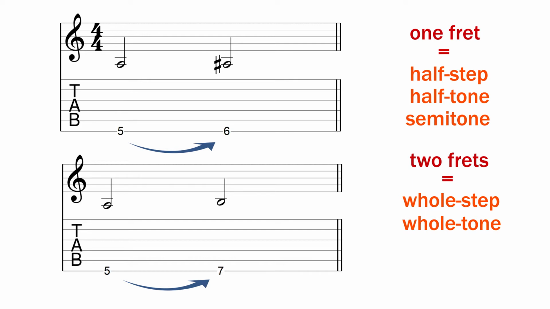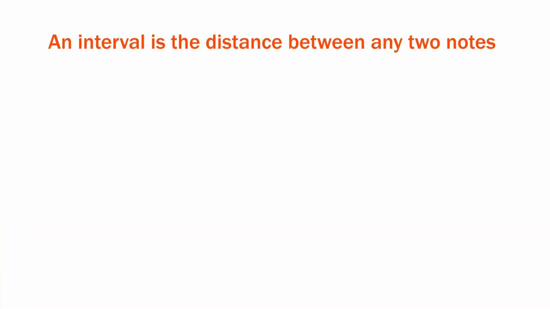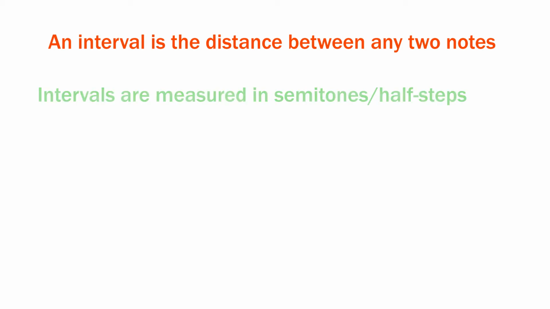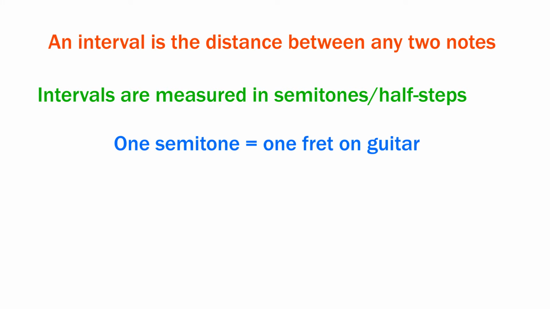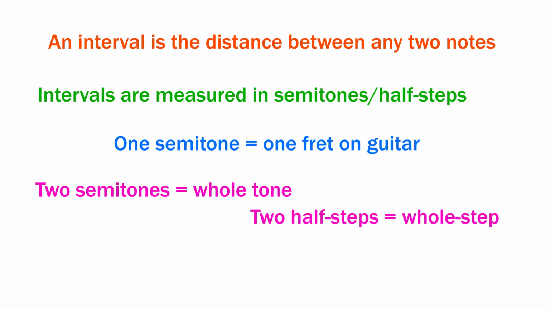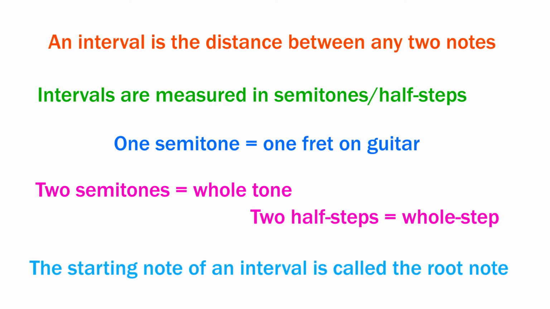So far, here are the main points to remember. An interval is the distance between any two notes. We measure intervals with semitones or half steps. 1 semitone or half step is the same as 1 fret distance on guitar. 2 semitones make a whole tone and 2 half steps make a whole step. Finally, we call the starting note of an interval the root note.